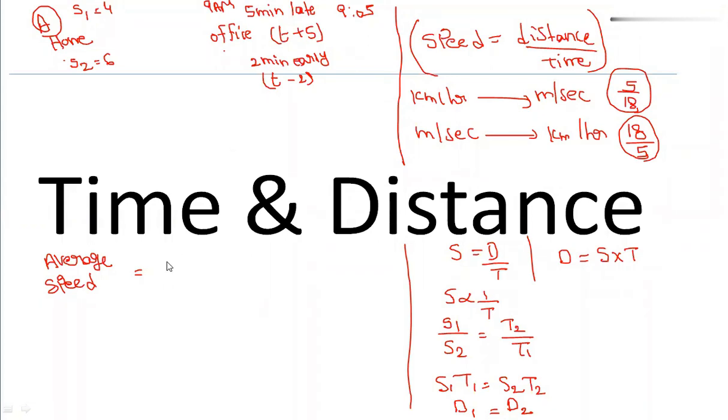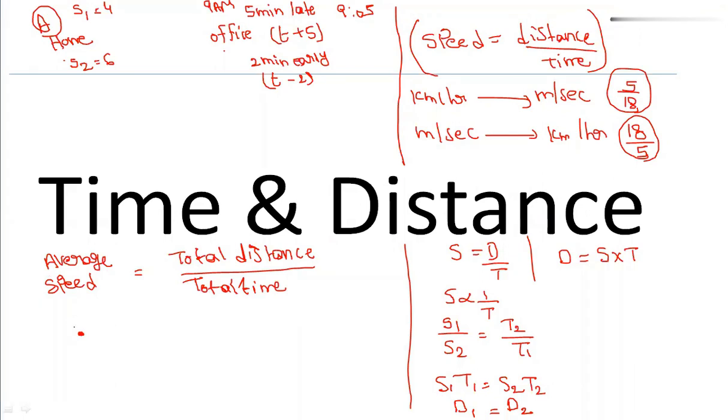So we have to apply here total distance divided by total time. So where can we see this formula of total distance by total time? And we have one shortcut also. That shortcut is applicable for two speeds, guys.